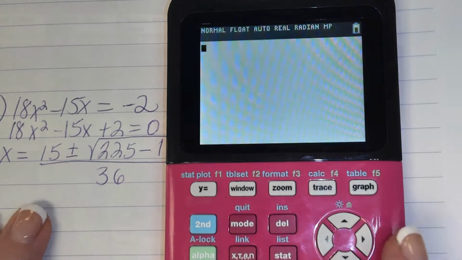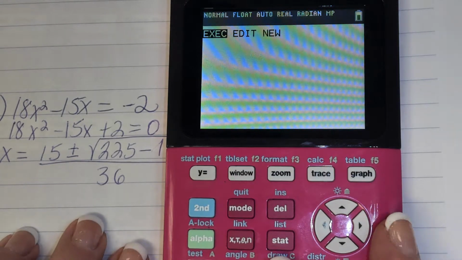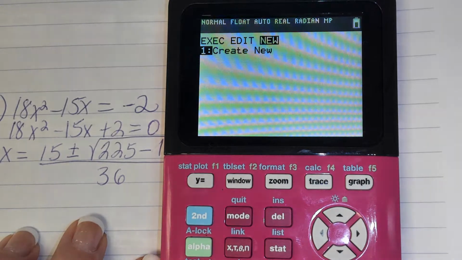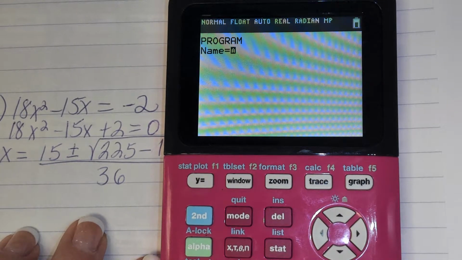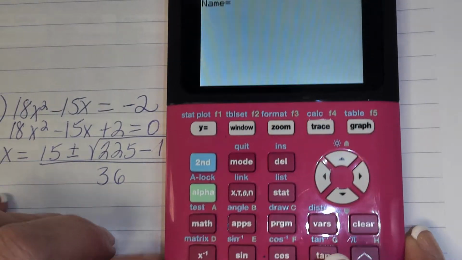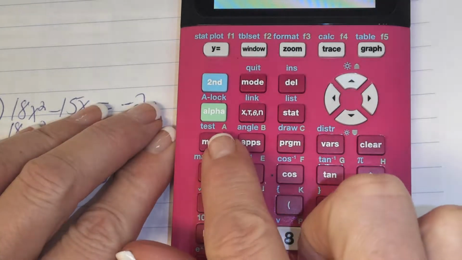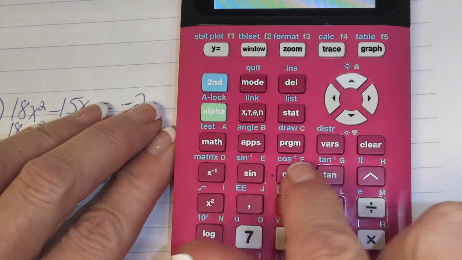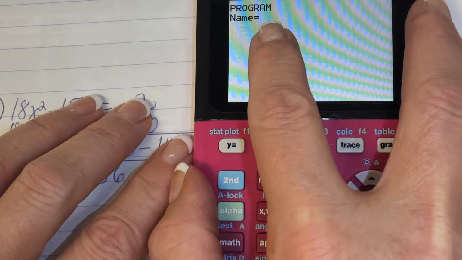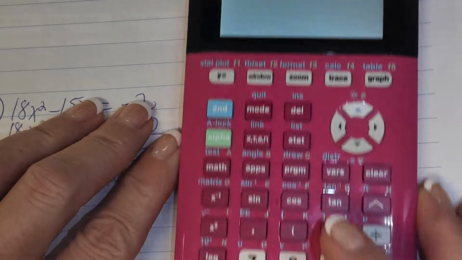So, turn your calculator on, go to Program, Program's right there, go over here to New, because we're going to create a new program. Okay, everybody hit Enter. What was the name of the program? Quad. You can call it quad form if you want. You just have to type in more letters. You can see these letters here, A, B, C, D, E, F, G, H. Those are the ones you're using, and this A is blinking. That means I can put in letters.